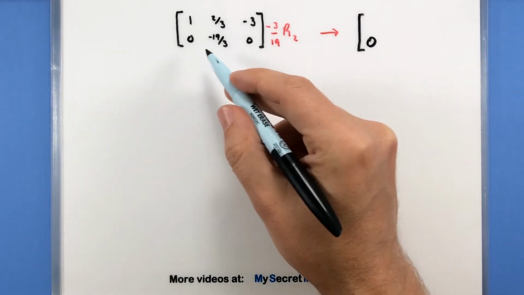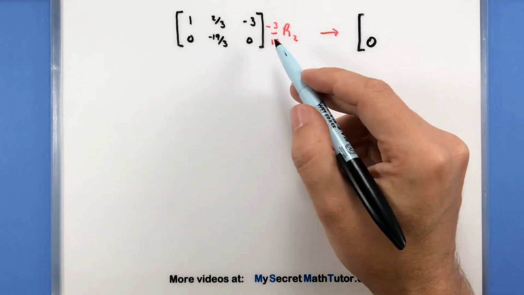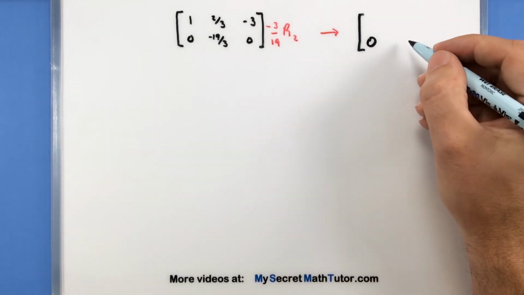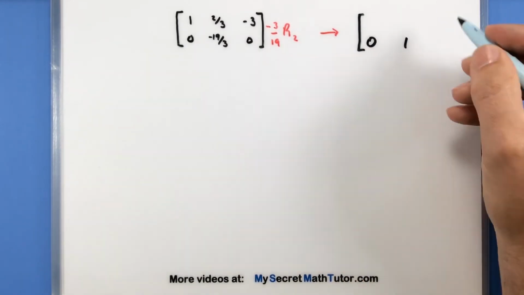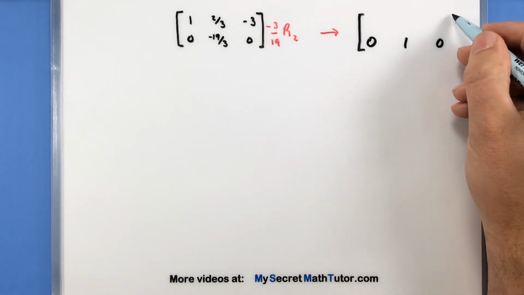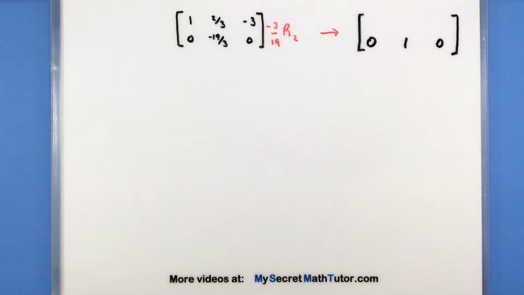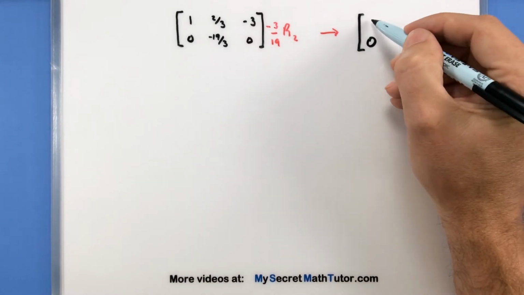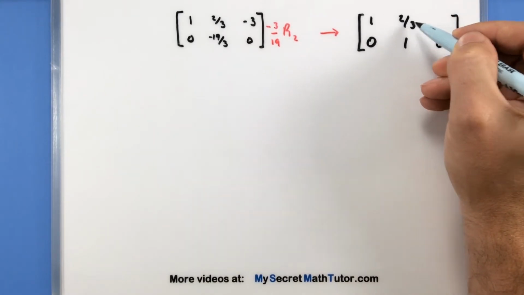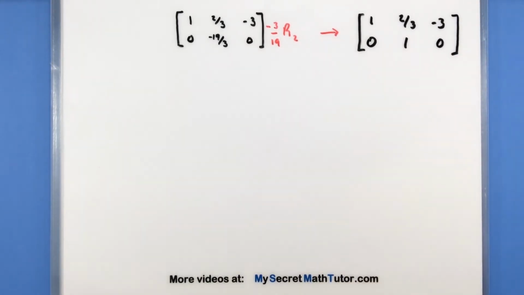So 0 times that is 0. This negative 3/19 times negative 19/3, there's a 1. And that times 0 is 0. So it looks like the second row is very nice now. We haven't done anything to the first row, so we'll just go ahead and copy that down. Leave it right like that. All right, so that's looking good.